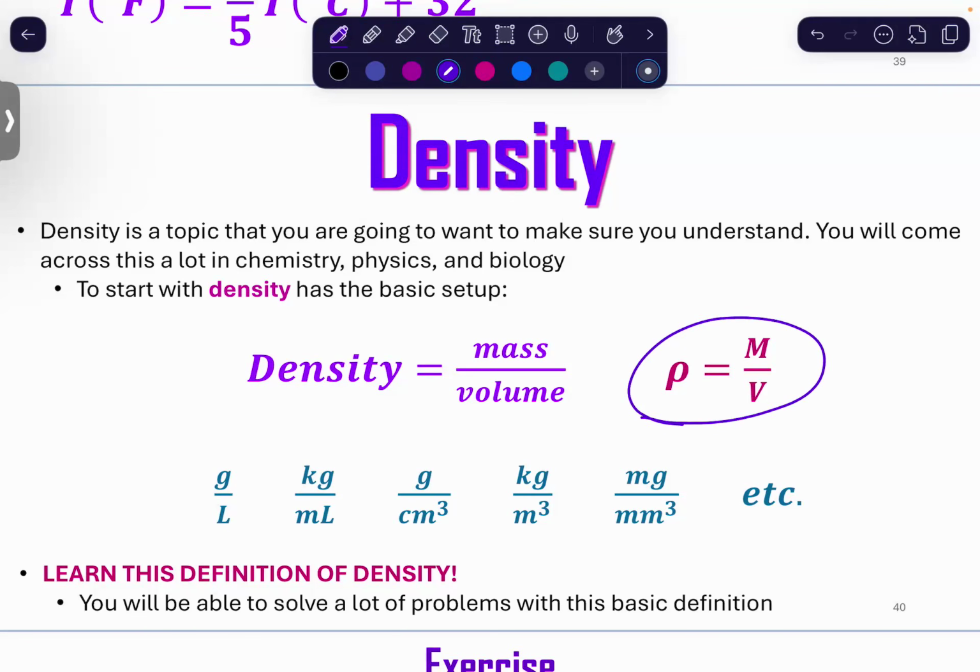When we say mass over volume, it could be, like I just gave you some examples here, grams per liter. Liters are a volume. Kilograms per milliliter. But also remember that your cubic numbers are volumes: grams per cubic centimeter, kilograms per cubic meter, milligrams per cubic millimeter, and so on and so forth. Really get this basic notion of density in your head so that later on, when you're solving problems, you can go, well, I have all these numbers. How do I put these all together in a way that gets me mass over volume? And that'll be density for the system.